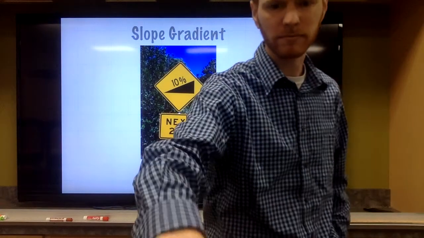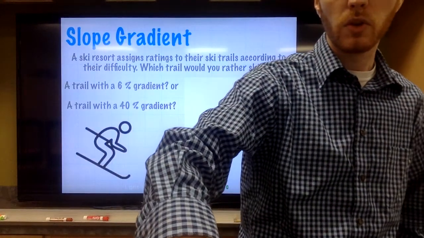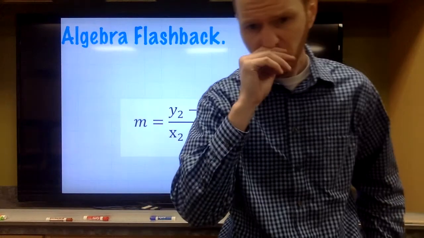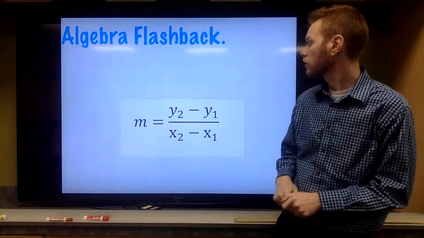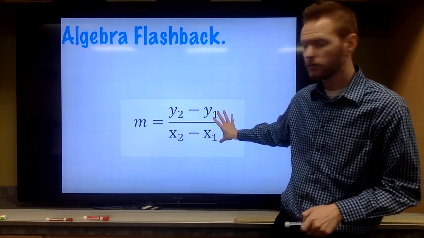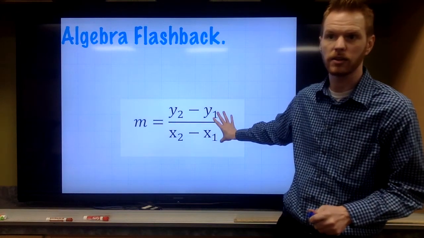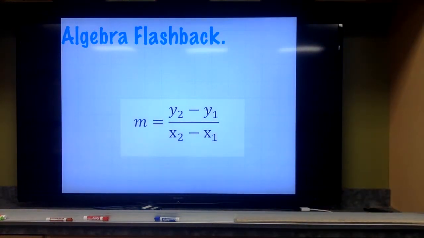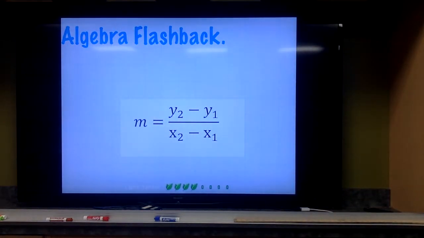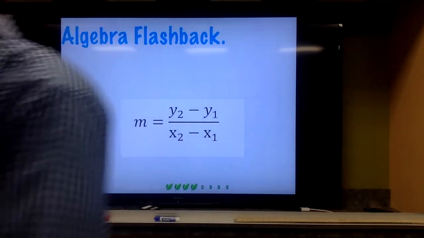Okay, so now what we're going to do is look at just a real quick algebra flashback. This was the formula for slope, and there's someone at the door. Give me one moment. Just one moment. Just ponder on that.